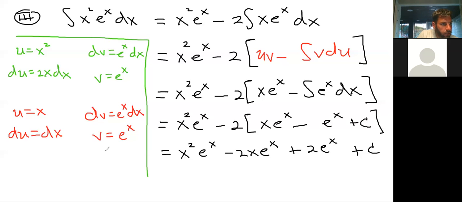It's often easier to clean it up if you can. I can factor an e to the x out of everything, and you're left with e to the x times the polynomial x squared minus 2x plus 2. And then, of course, we have our plus c.